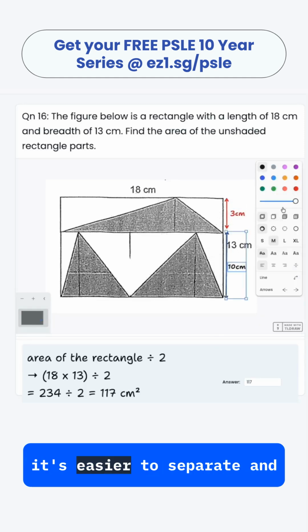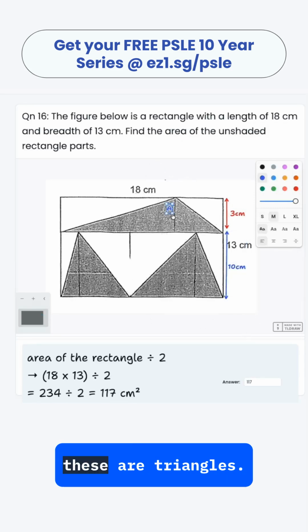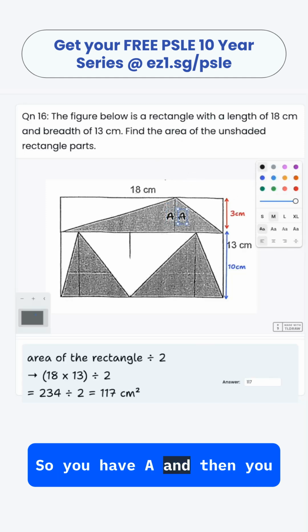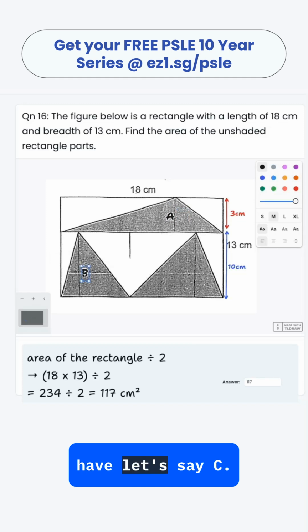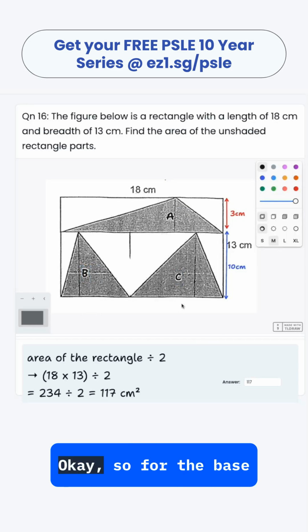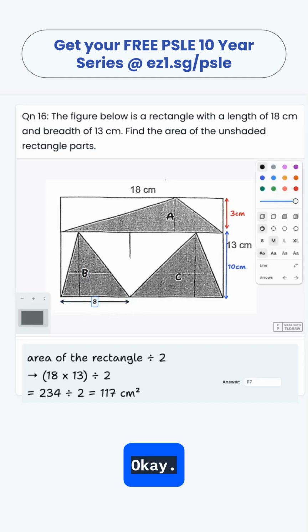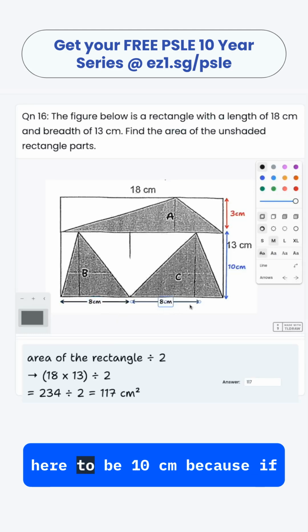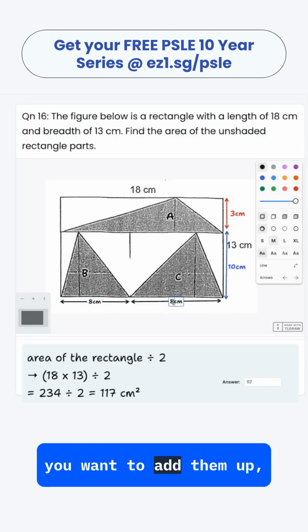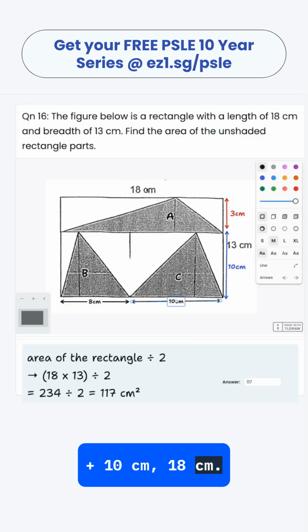Let me color them so it's easier to separate and see as well. Let's say we have a couple of triangles. You have A, and then you have B, and then you have C. We also want to have the base. For the base itself, let's put this as 8 centimeters, and then we have C over here to be 10 centimeters, because if you were to add them up, this will become 8 centimeters plus 10 centimeters, 18 centimeters.